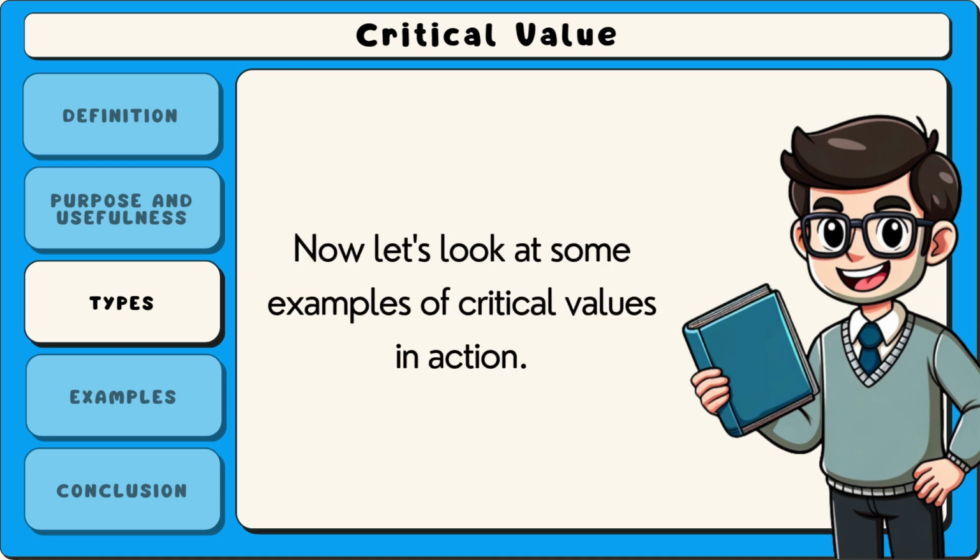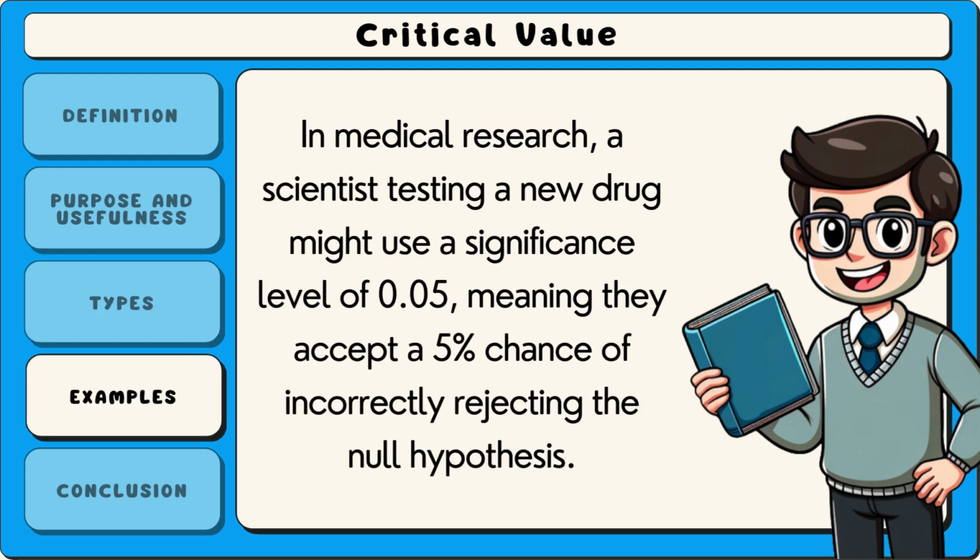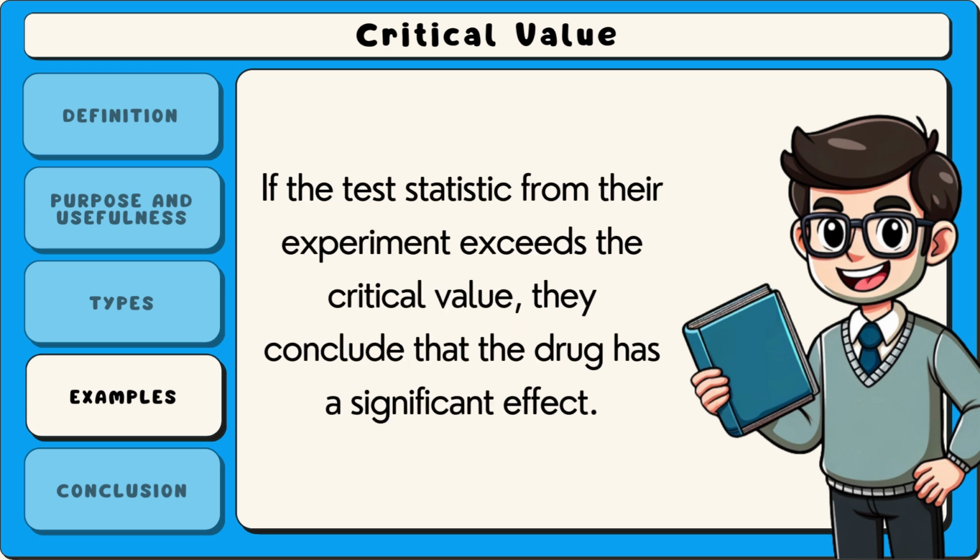Now let's look at some examples of critical values in action. In medical research, a scientist testing a new drug might use a significance level of 0.05, meaning they accept a 5% chance of incorrectly rejecting the null hypothesis. If the test statistic from their experiment exceeds the critical value, they conclude that the drug has a significant effect.